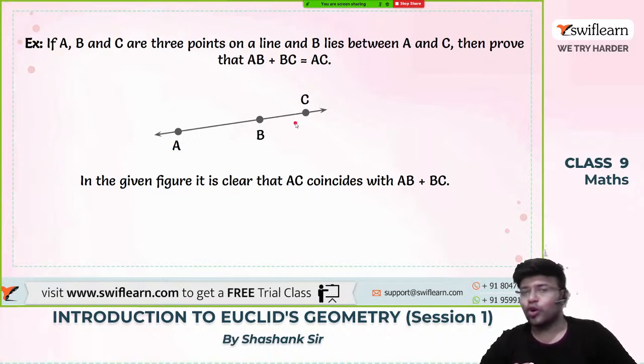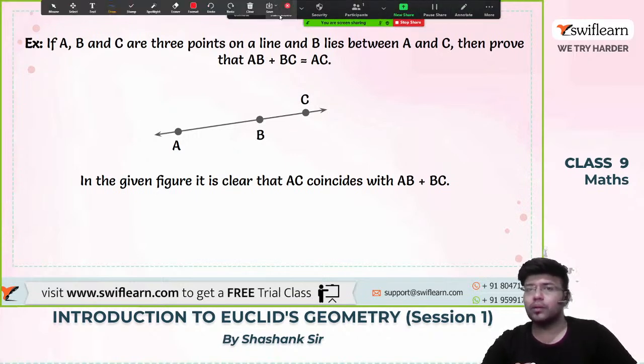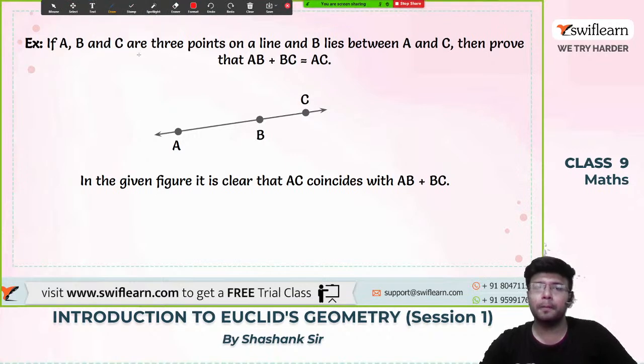Okay, now what about this? In the figure, it is clear that AC coincides with AB plus BC. Now देखो इधर, let me show you. Let me take a line AC. देखो मैंने यहाँ पे AC ड्रॉ कर लिया, इसको मैं यहाँ पे मूव कर दूंगा. This line is AC.